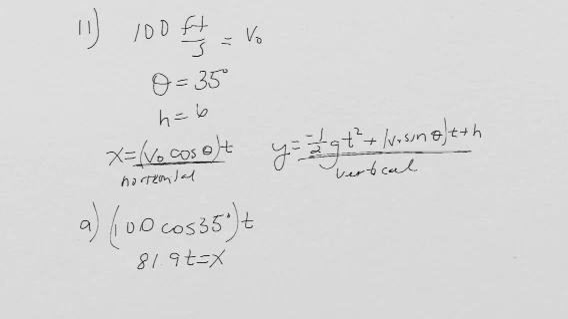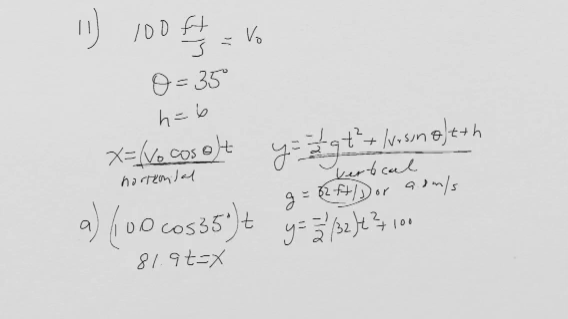For the vertical equation, I also need the piece of information that gravity is 32 feet per second squared, or 9.8 meters per second squared. I need to look at the units I've been given. I've been given feet per second, so I'm going to use 32. So I can plug in y equals negative 1/2, 32 for g times t squared, plus v0, 100, sine of 35, t, and plug in 6 for my height. Simplifying, I get y is equal to negative 16t squared plus, using my calculator, 57.4t plus 6.